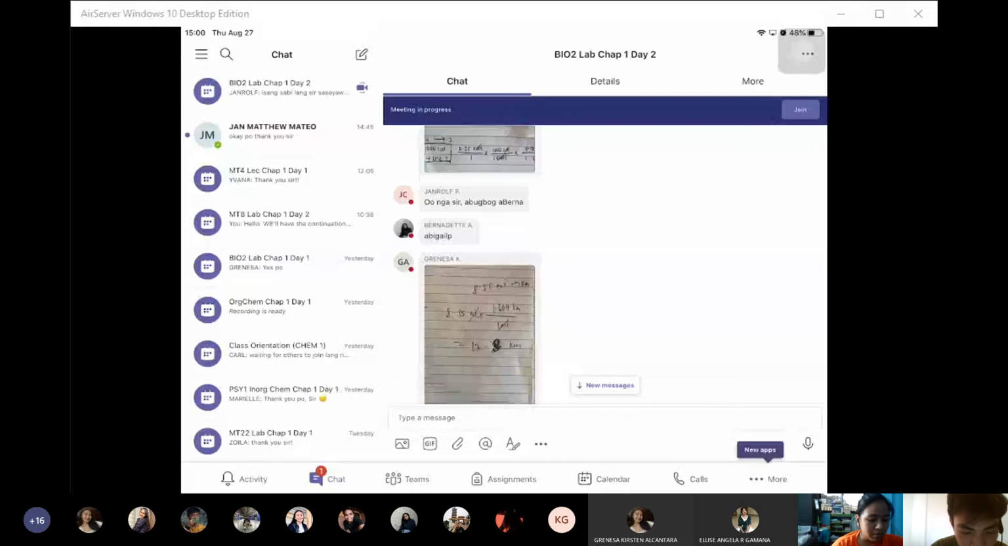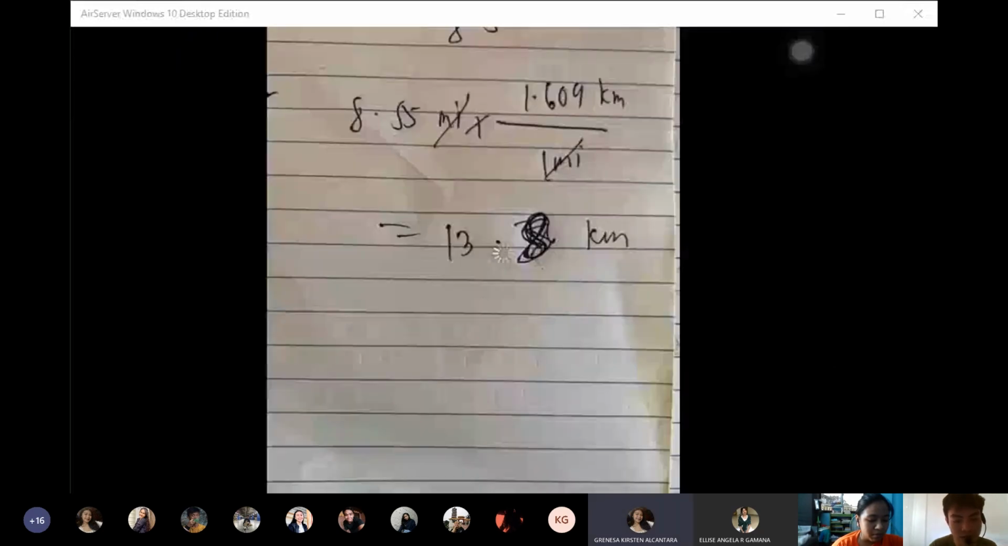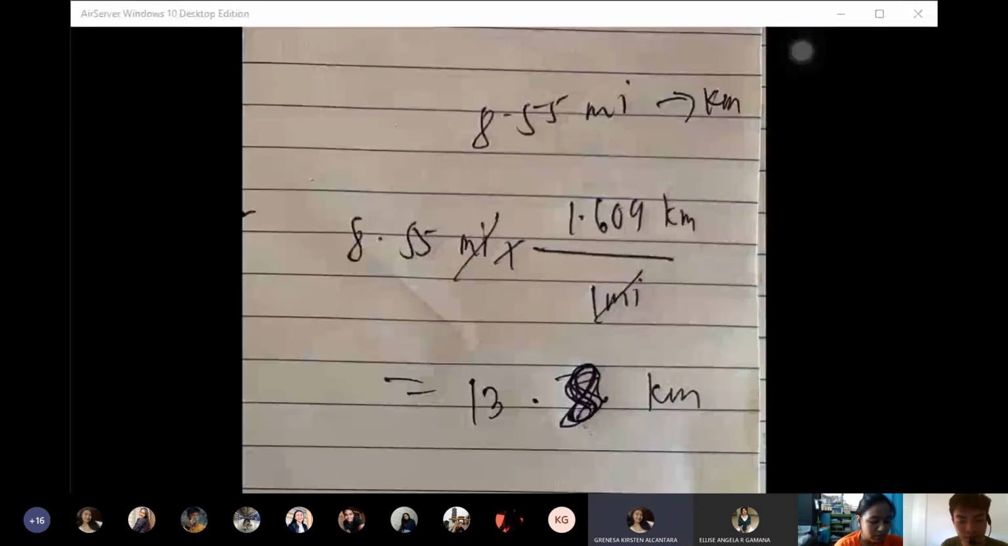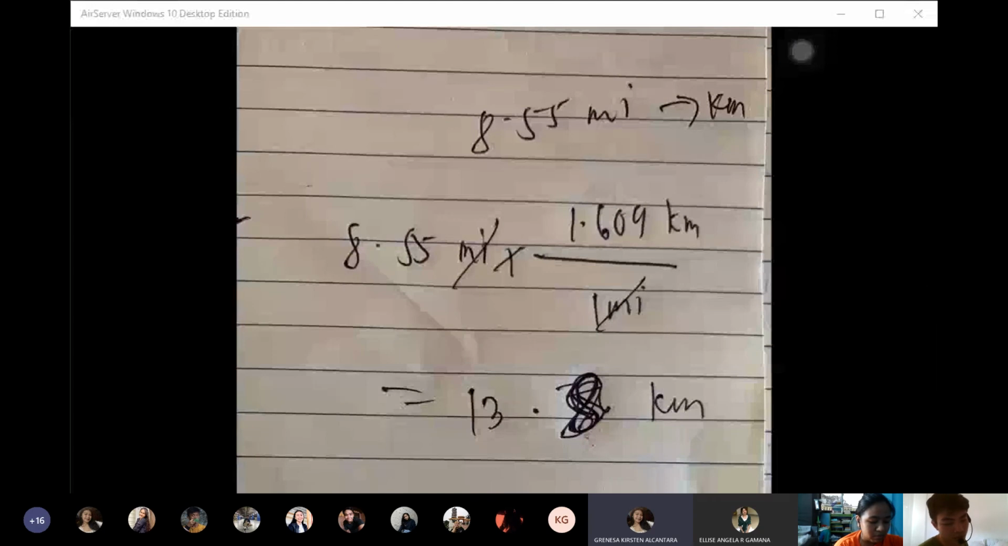So, thank you. Ayan. So, yung miles to kilometers po. Sabi, i-convert yung 8.55 miles into kilometers. Eh, yung 1 mile is equal to 1.609 kilometers. Ayan, so, para makancel po yung miles, ilalagay po natin yung 1 mile sa ilalim, tapos sa ibabaw yung 1.609 kilometers. Then, multiply po.